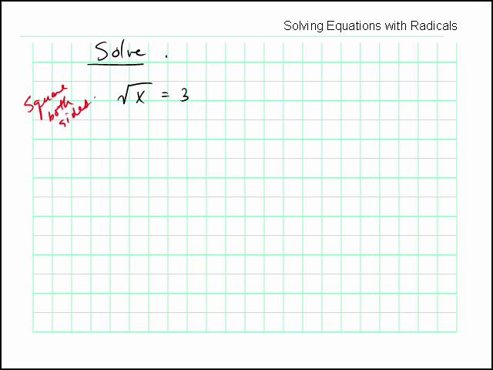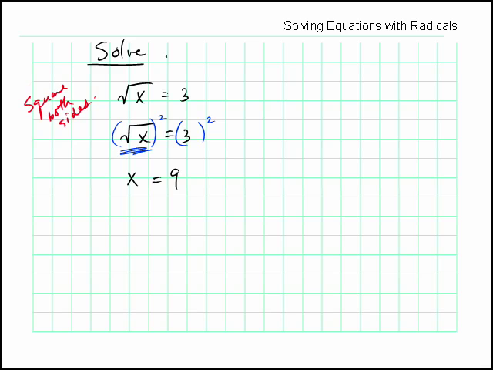I can square one side of the equation as long as I square it with the other. So I'm going to rewrite this, and squaring both sides like that. The square root and the square here cancel each other out, and that will just leave you with x in there. And on the right side, 3 squared is 9.